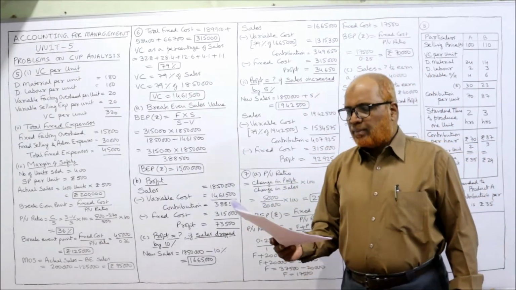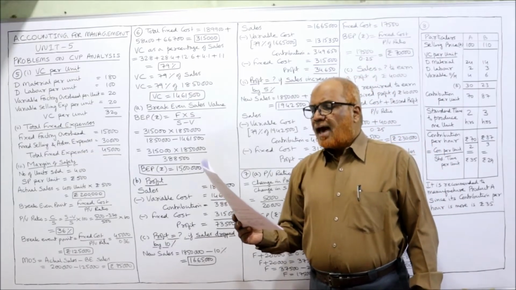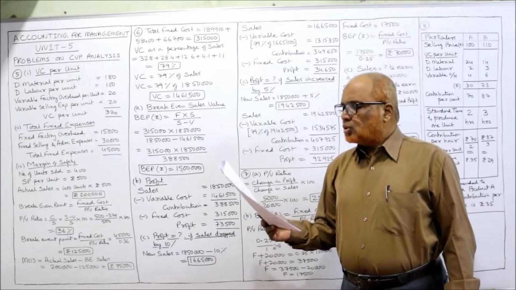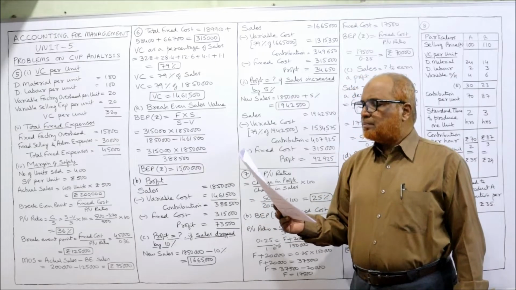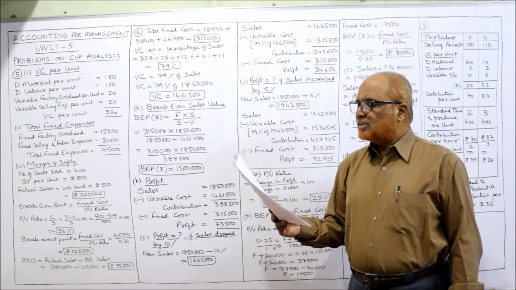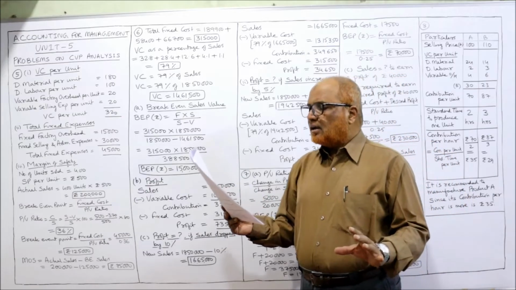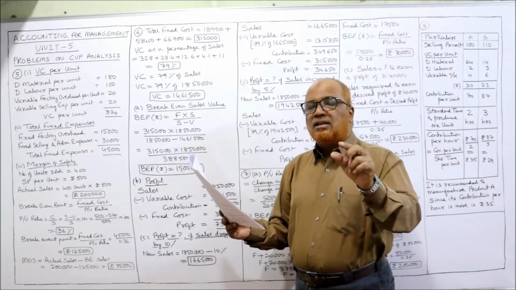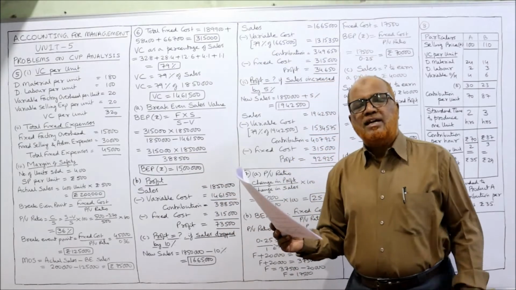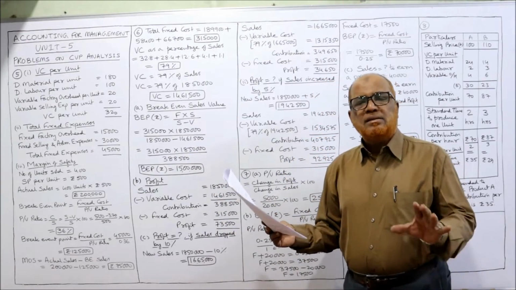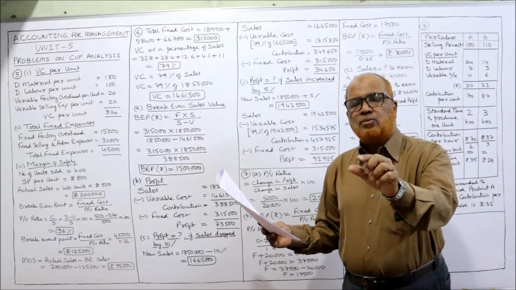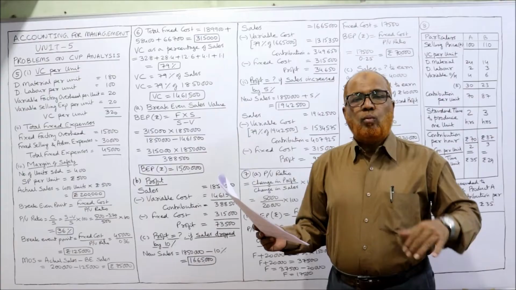Now, problem number 6. An analysis of cost sheet is as follows. Two columns are given: variable cost, as a percentage of sales, and fixed cost. Direct material, we don't have fixed cost, and variable cost is 32.8% of sales. That means simply material is 32.8% of sales value. What is the sales value? We'll see.